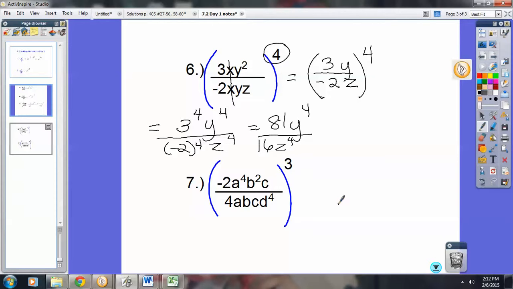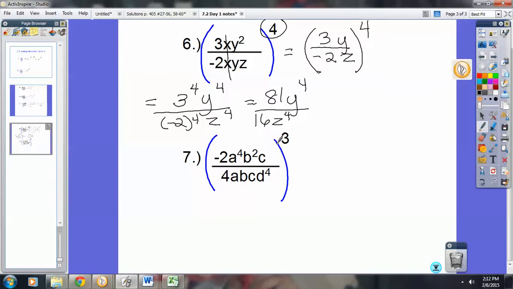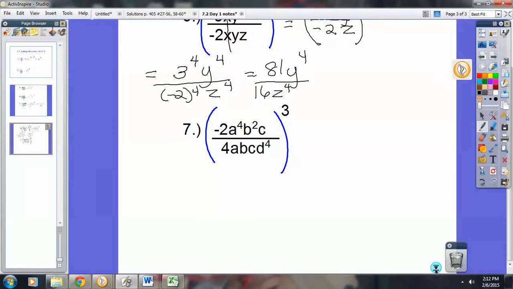Number 7. We can again simplify before we take care of our exponent, so I'm not going to worry about the 3 on the outside just yet. Starting with my fraction, negative 2 fourths, what goes into negative 2 and 4? 2. 2 goes into negative 2 negative 1 times, and 2 goes into 4 twice. So negative 1 divided by 2.